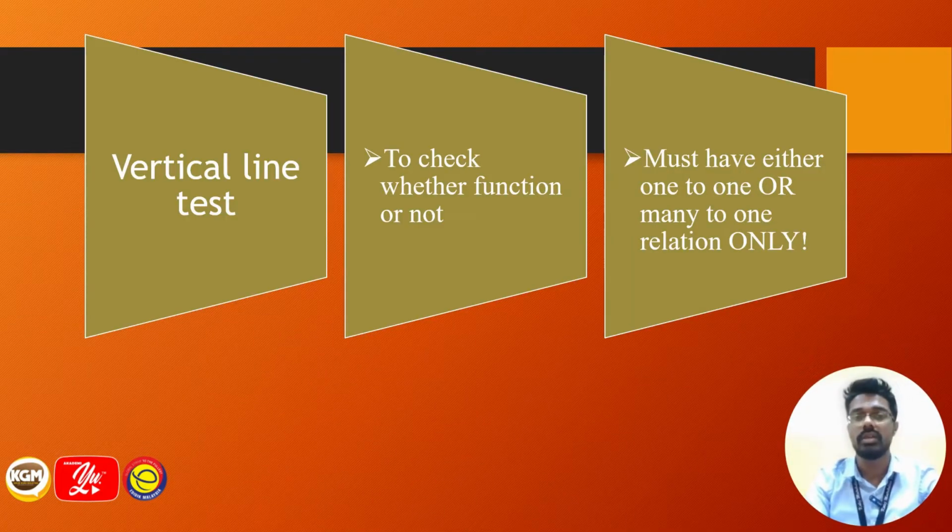So as you can see here, the vertical line test. We use the vertical line test, as mentioned, to check whether something is a function or not. The criteria to be a function is that it must be either a one-to-one function or a many-to-one relation only. So let us see how to determine whether it is a function or not.